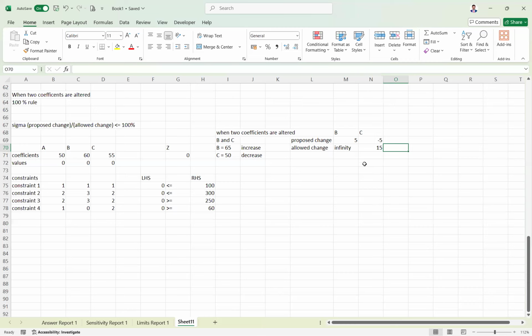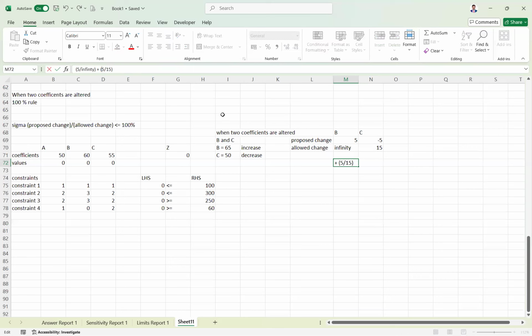Now, what is the 100% rule saying? It says 5 divided by infinity, right? This value divided by infinity, plus, see the formula bar, plus minus 5 divided by 15. This is the proposed change upon allowable change. This is also negative, no? Both are negative. This is also minus 15, no? So that minus and this minus both will get cancelled out.